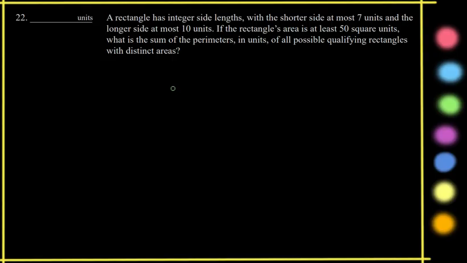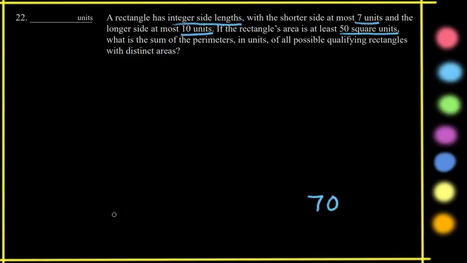All right, so this one says a rectangle has integer side lengths, with the shorter side at most 7 units and the longer side at most 10 units. If the rectangle's area is at least 50 square units, what is the sum of the perimeters in units of all possible qualifying rectangles? Okay, so the biggest rectangle that you can have is 70. The area is going to be 70 because the shorter side can be a 7, and the longer side can be at most 10.